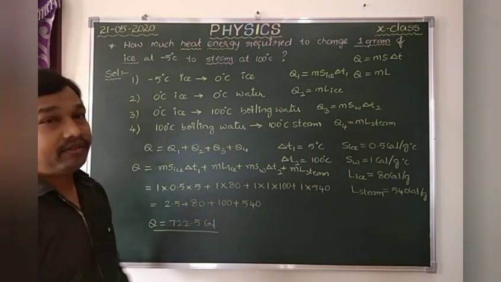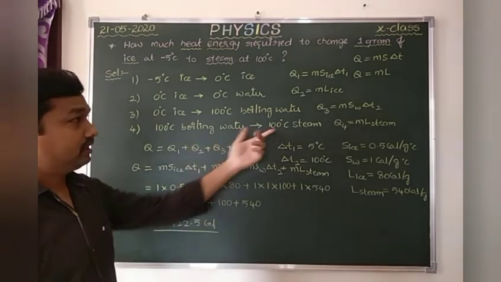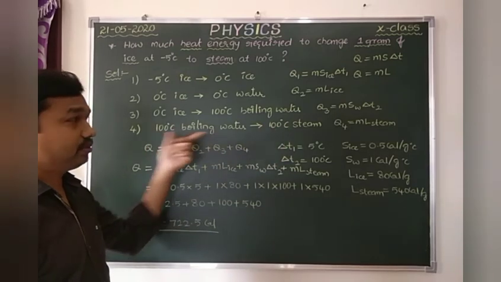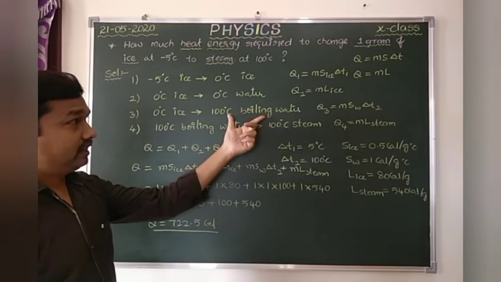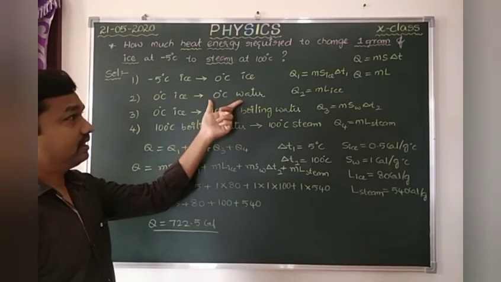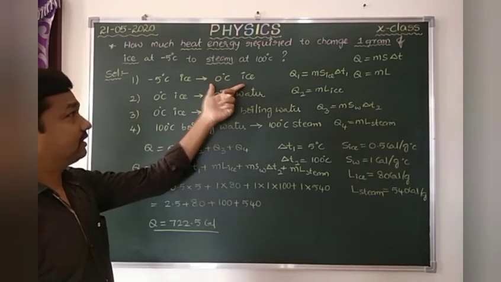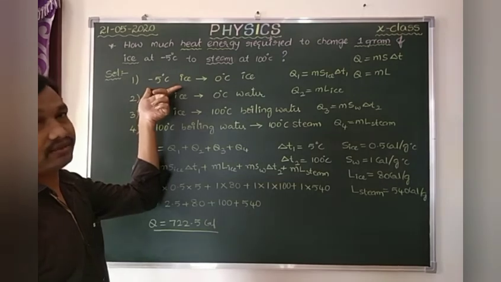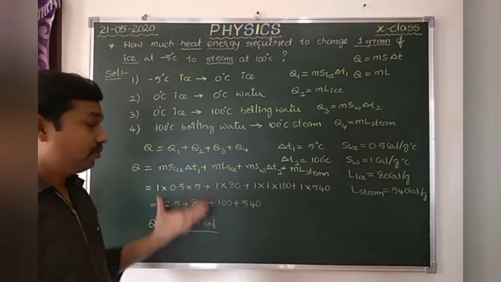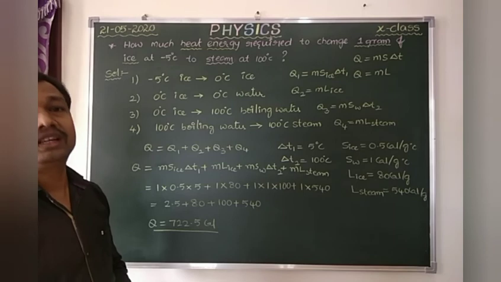Similarly, we can calculate in the reverse process also. Reverse process in the sense 100 degrees Celsius steam converting into 100 degrees Celsius boiling water, 100 degrees Celsius boiling water converted into 0 degrees Celsius ice, 0 degrees Celsius ice converting into minus 5 degrees Celsius of ice. How much heat energy is released? The amount of heat energy absorbed is equal to the amount of heat energy released.